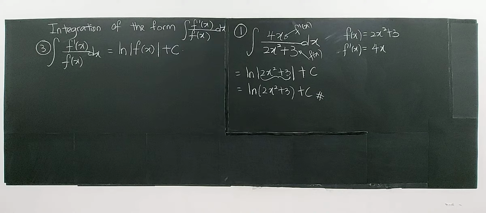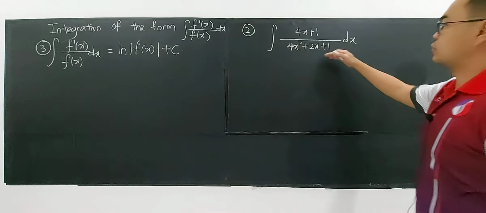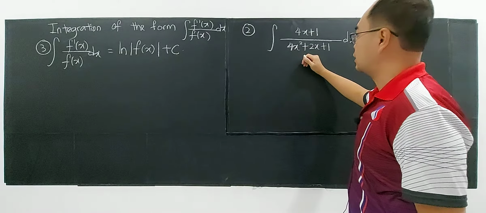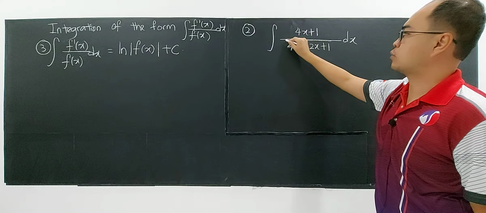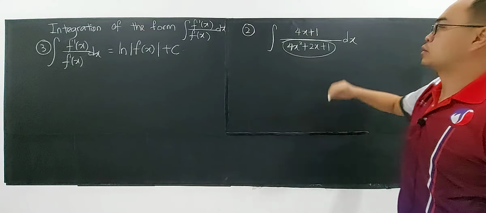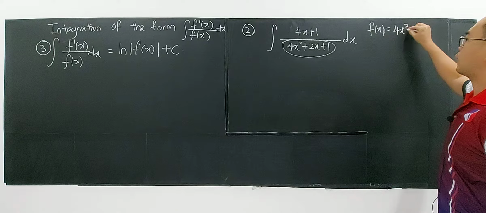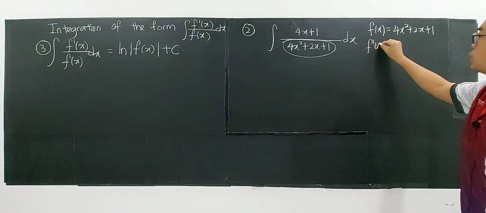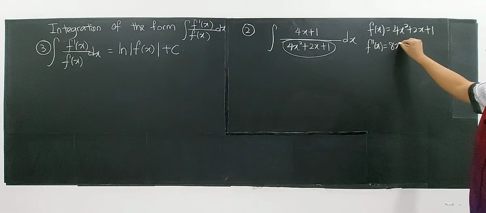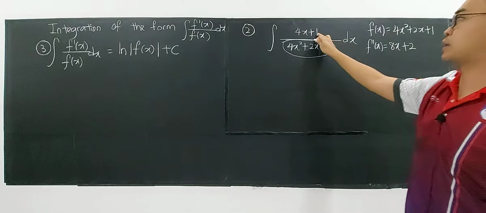So let's go for more examples to show you how to use this formula. Okay, let's move on to this example. We try to observe that you cannot apply ln directly, but in this case there is a function on top and bottom. You can check whether the denominator, when differentiated, gives the numerator or not. So let f(x) be 4x squared plus 2x plus 1. We try to differentiate to see the situation here. Differentiating, we have 8x plus 2, right?